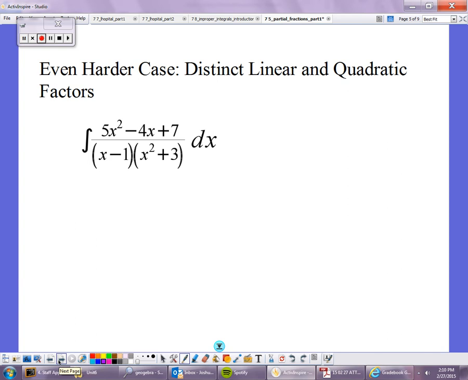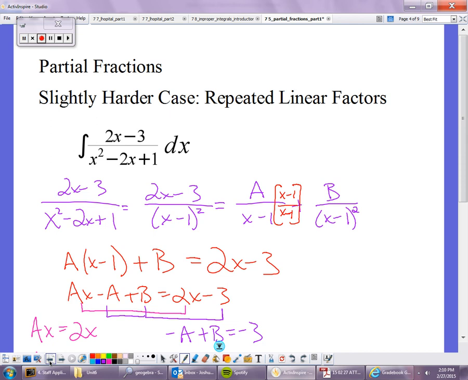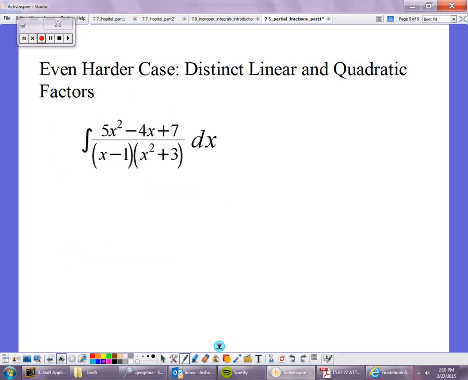In this case, I have a weird thing up here in the numerator, and I've got two factors in the denominator, one of which is linear, x minus 1, the other of which is quadratic. So this is different from the other one. The last one we had ended up with repeated linear factors. And in the one that I did in the previous video, we had two different linear factors. Now we've got a linear factor and a quadratic factor.